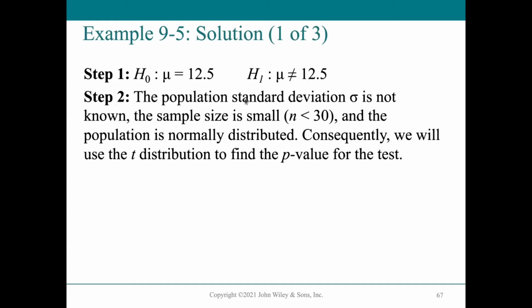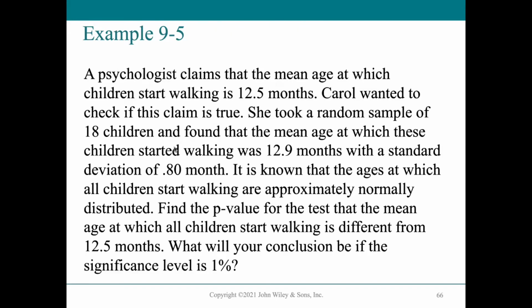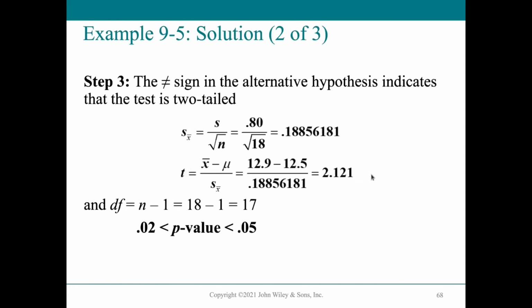Now, step 2, what type of distribution is this? The population standard deviation is not known. We have a small sample size, but it's a normal distribution. So we're going to use the t-distribution table to find the p-value. Step 3, we identify whether it's single-tailed or two-tailed. The sign is not equal to, therefore our test is two-tailed. Our test statistic is 2.12. That's our observed value of t, so t is equal to 2.12.